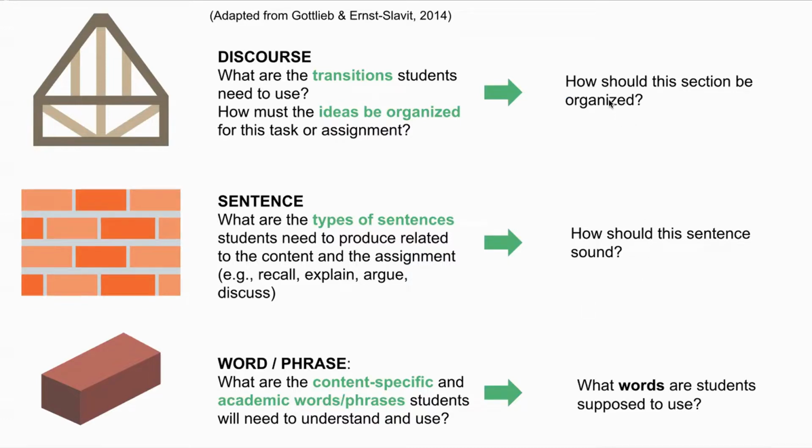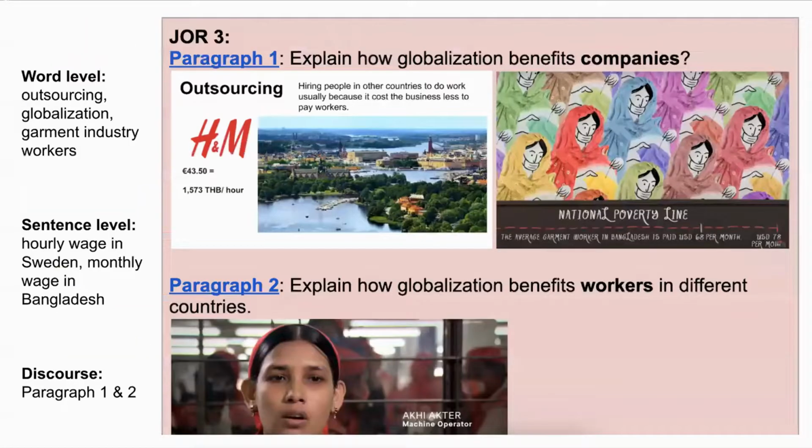The discourse level is, how should this section be organized? What sentence should go first? What second sentence should go next? Let me give you an example here. I kind of already showed you this. This is my JROR number 3, and I want my students to write about outsourcing as a benefit of globalization, but also about outsourcing helping people in developing countries. So let me show you here.